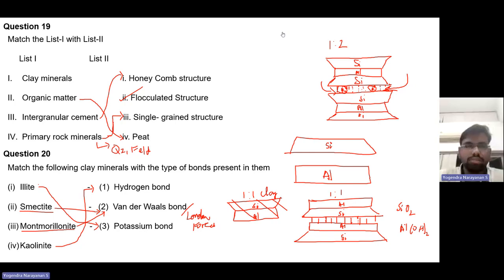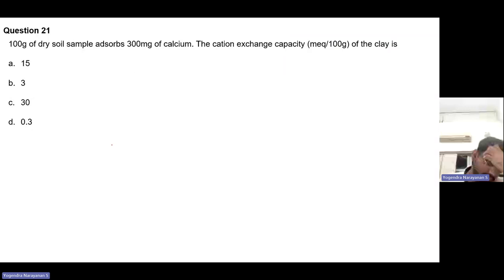So moving on to the next. I think it is the first numerical question of this course. Now it is just basic 10 plus 2 chemistry, which has been applied in the realm of soil mechanics. Let us understand this question first. 100 grams of dry soil sample absorbs 300 milligram of calcium, that is calcium ions.